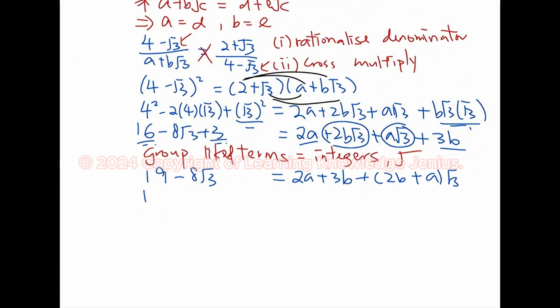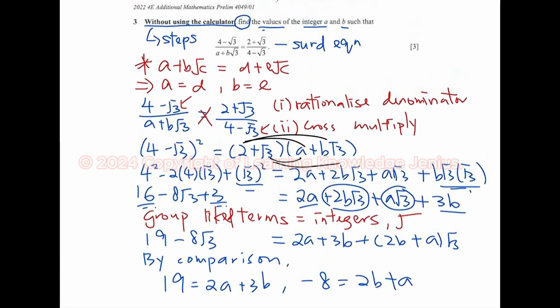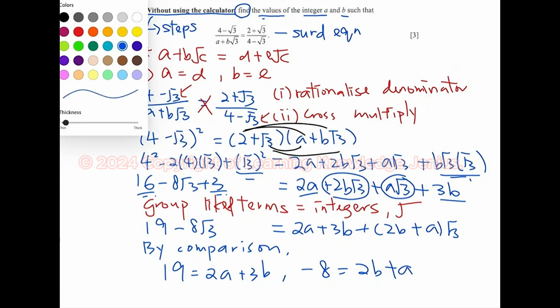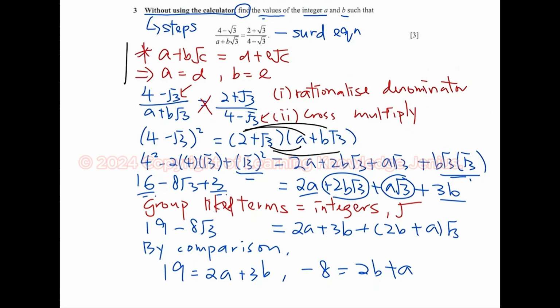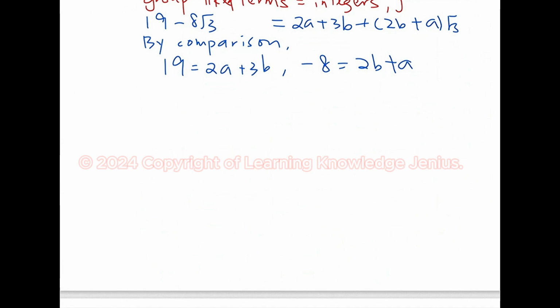So by comparison, we managed to get 19 is equal to 2a plus 3b. And we can get negative 8 is equal to 2b plus a. This is actually what I utilized from the previous part to get an answer. Okay, so now I managed to get a simultaneous equation.